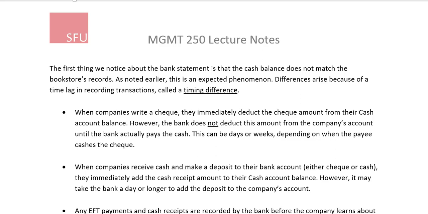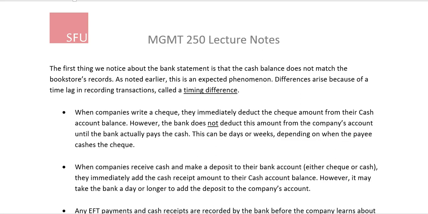The first thing we notice about the bank statement is that the cash balance does not match the bookstore's records. As noted earlier, it's an expected phenomenon. Differences arise because of a time lag in recording transactions. Call it timing difference.